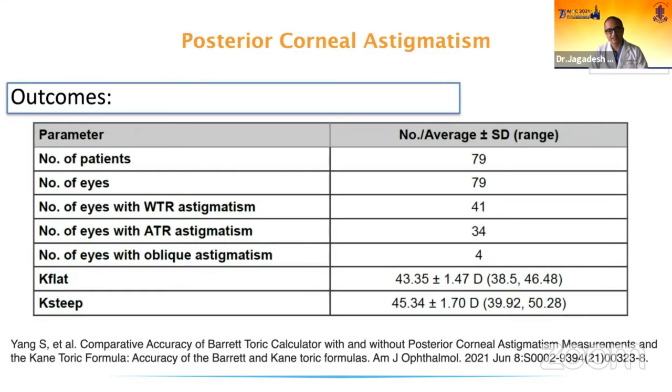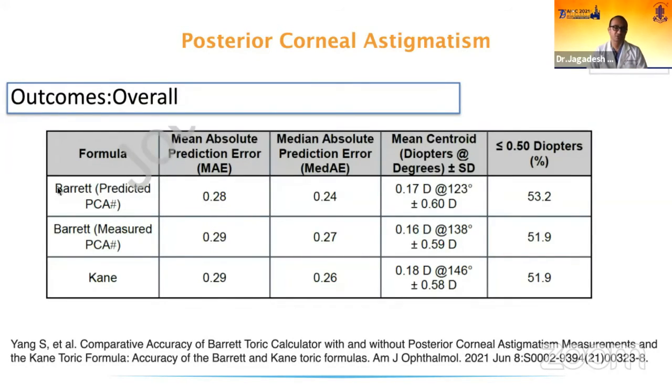This is a wonderful study that just came out this month in the American Journal of Ophthalmology. It has been studied in 79 patients, where they looked at how the Barrett toric IOL calculator compares with predicted versus calculated, and also compared with the most recent formula, the Kane formula. If you look at overall outcome, the mean absolute prediction error and median absolute prediction error were comparable among all the groups. And the percentage of eyes within plus or minus 0.5 diopters were comparable in all the groups.